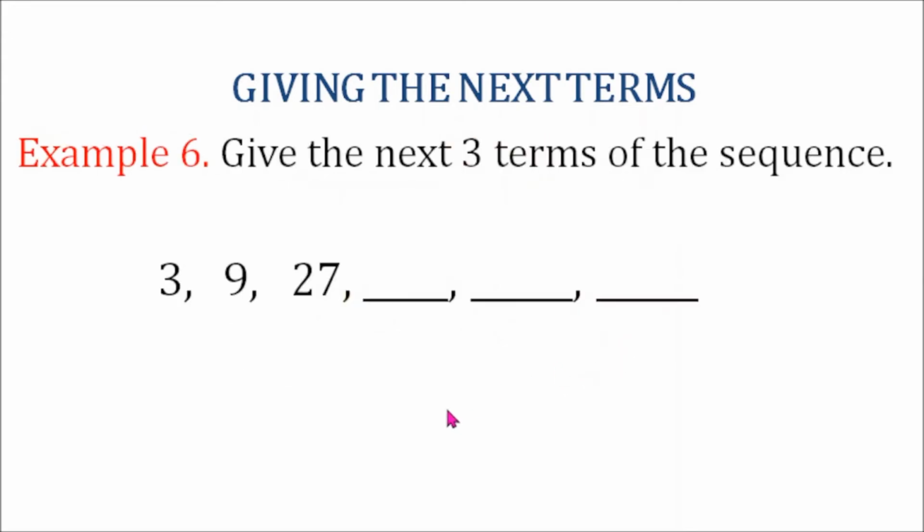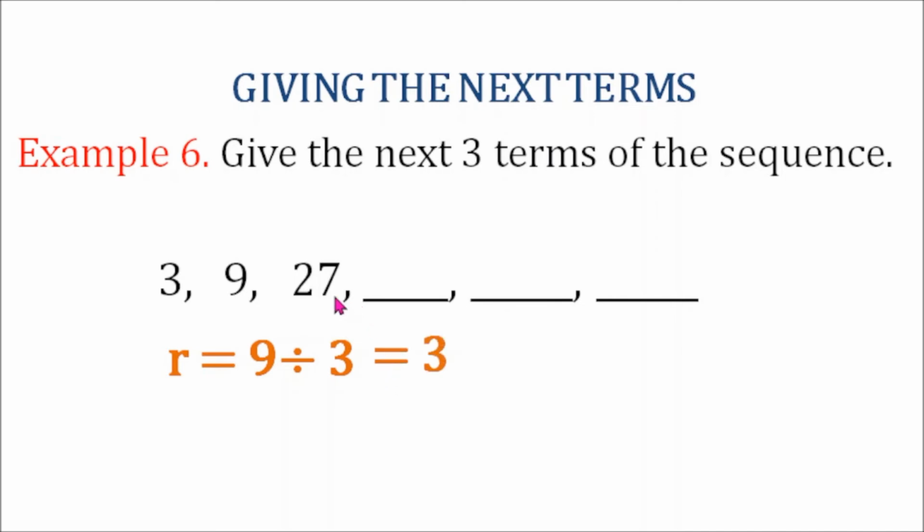Example number 6. Give the next 3 terms of the sequence. So we have 3, 9, 27, and what are the next three terms. First we are going to find the common ratio. To find the common ratio again, we are going to pick any term and divide it by its preceding term. So for example, we pick 9, that's 9 divided by 3, so the common ratio is 3.